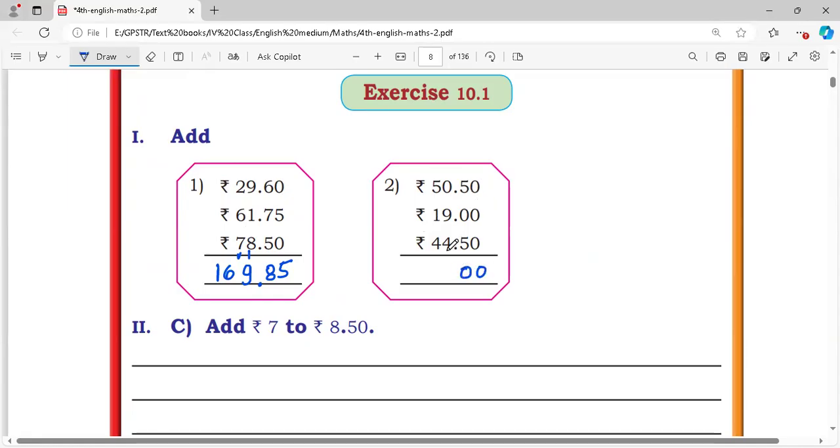0 plus 0, 0. 5 plus 5, 10. 0 carry 1. 9 plus 4, 13. 13 plus 1, 14. 4 carry 1. 5 plus 1, 6. 6 plus 4, 10. 10 plus 1, 11. 114 rupees.